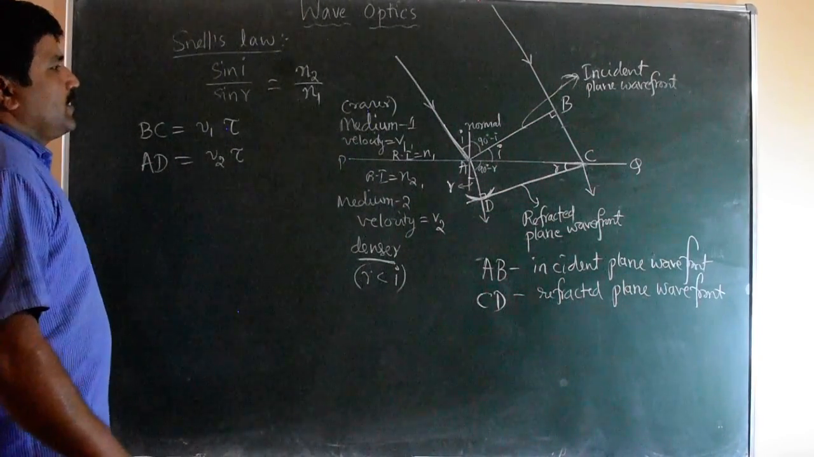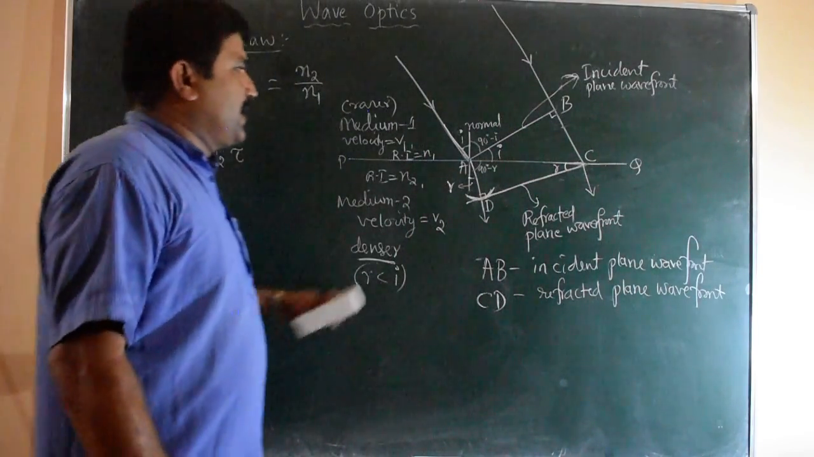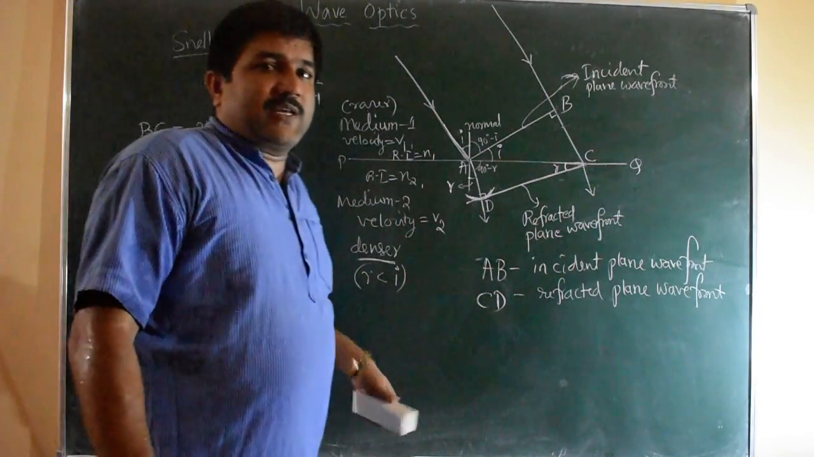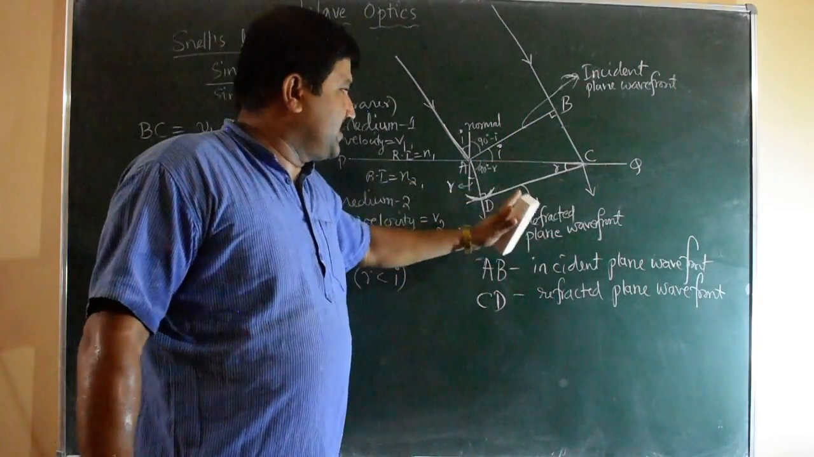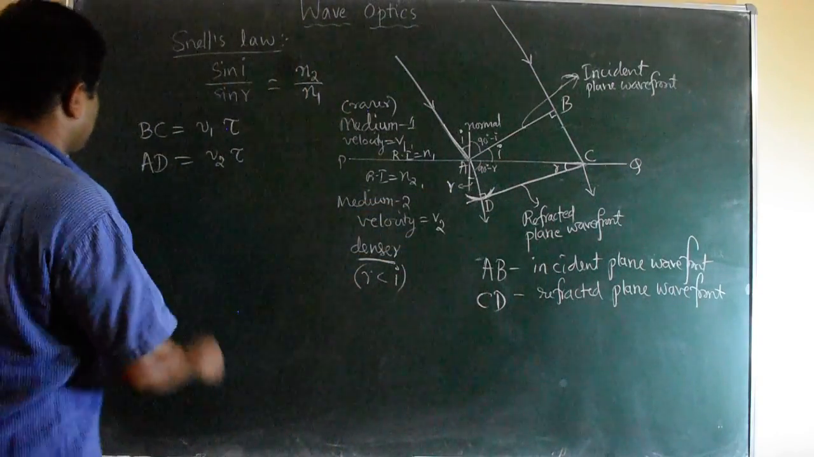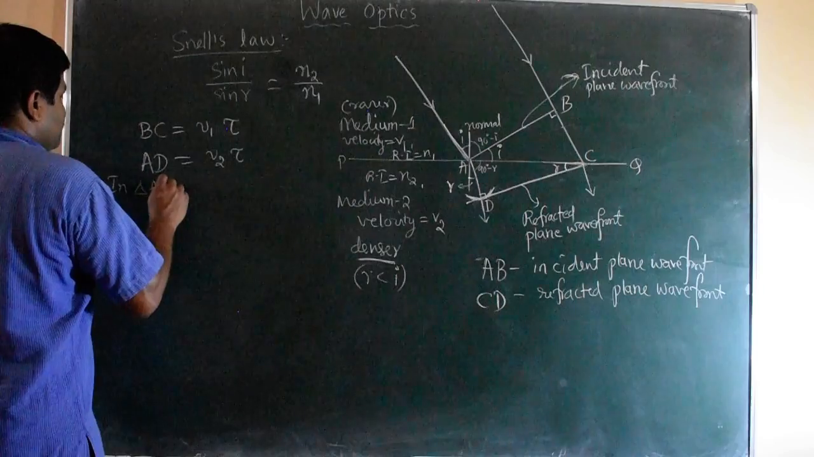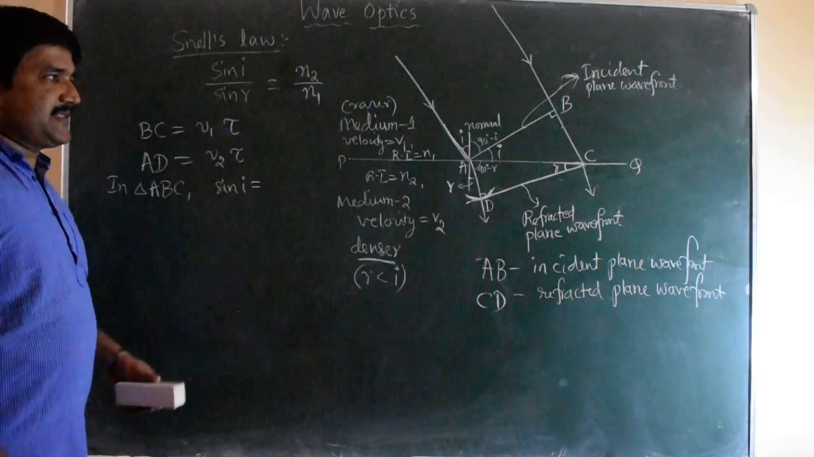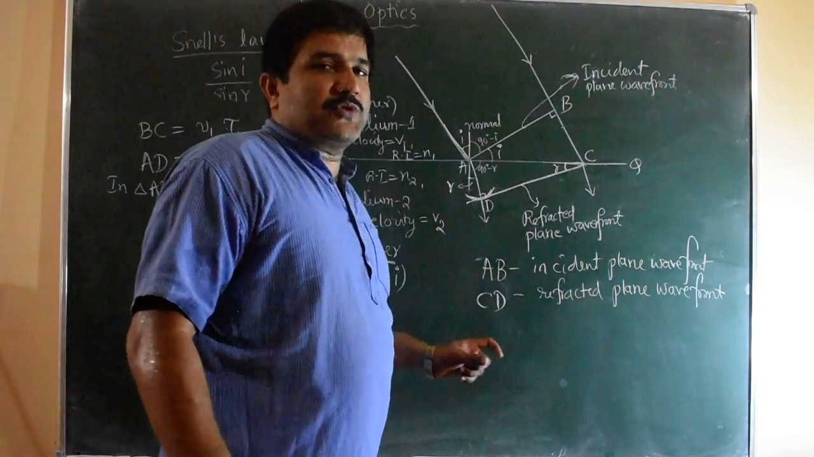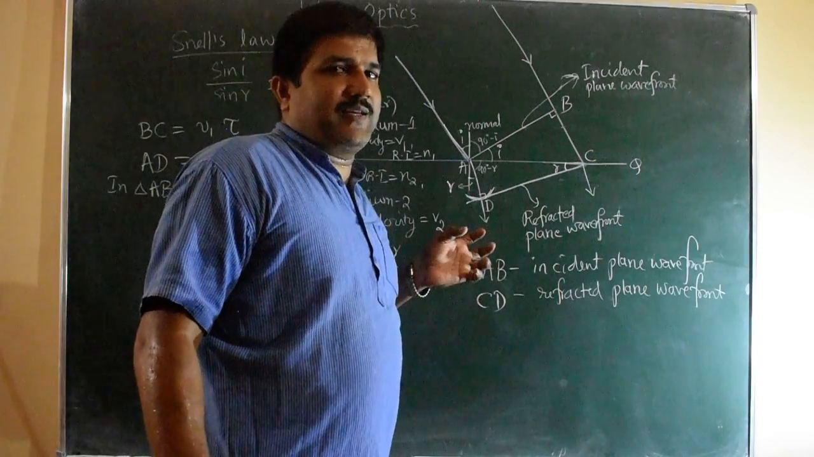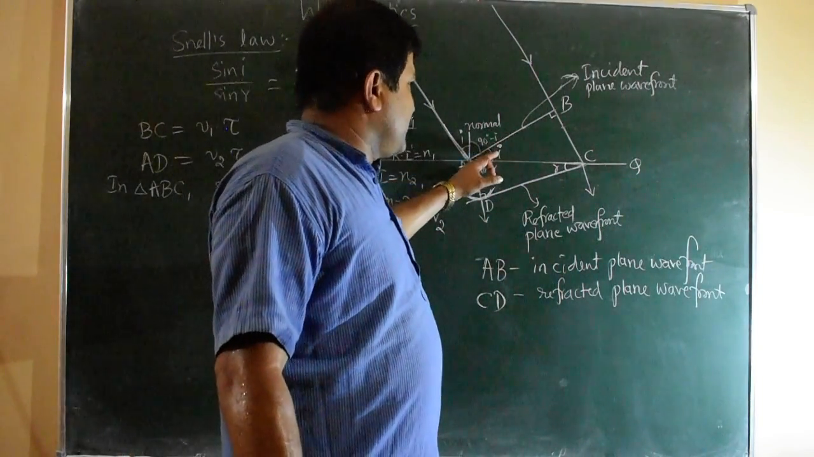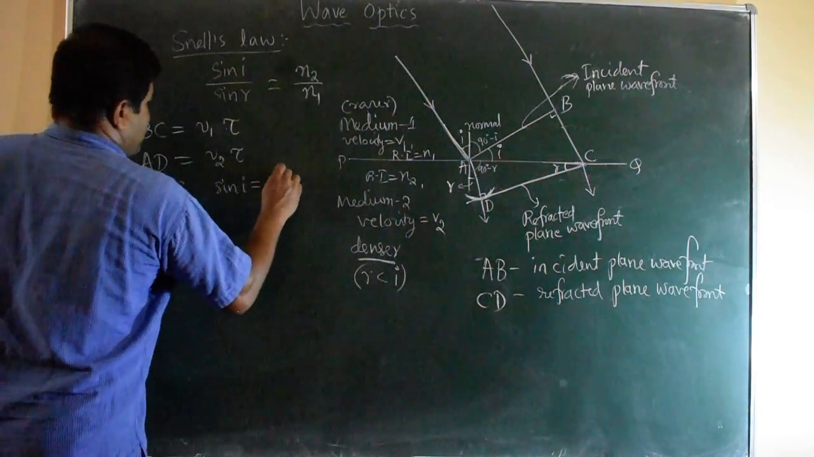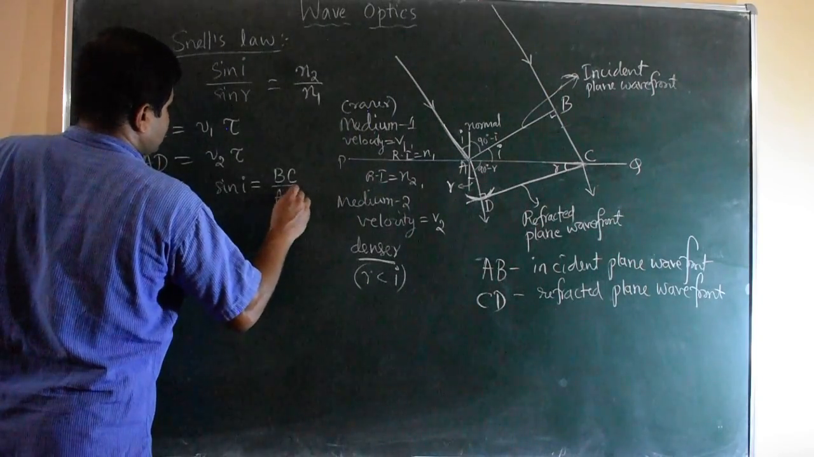Fine. Then we have to consider two triangles. Here you can see right angle triangles, and we need sin I and sin R. We have to define the sine function in triangle ABC and in triangle CDA. Firstly in triangle ABC, sin I equals opposite side by hypotenuse. That is the sine definition. So sin I: opposite side is BC, hypotenuse is AC, so it is BC divided by AC.